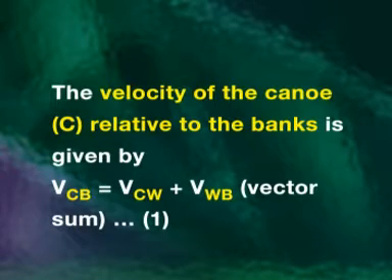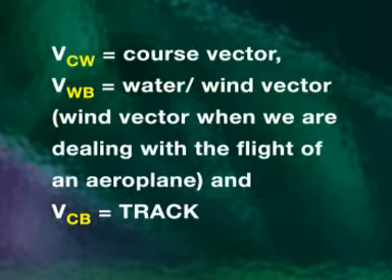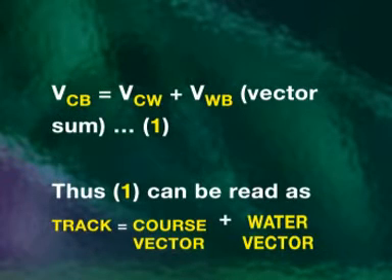Now, for the purposes of notation and naming, VCW equals course vector, VWB equals water or wind vector. That is wind vector when we are dealing with the flight of an aeroplane. And VCB equals track. Thus, equation 1 can be read as track equals course vector plus water vector.